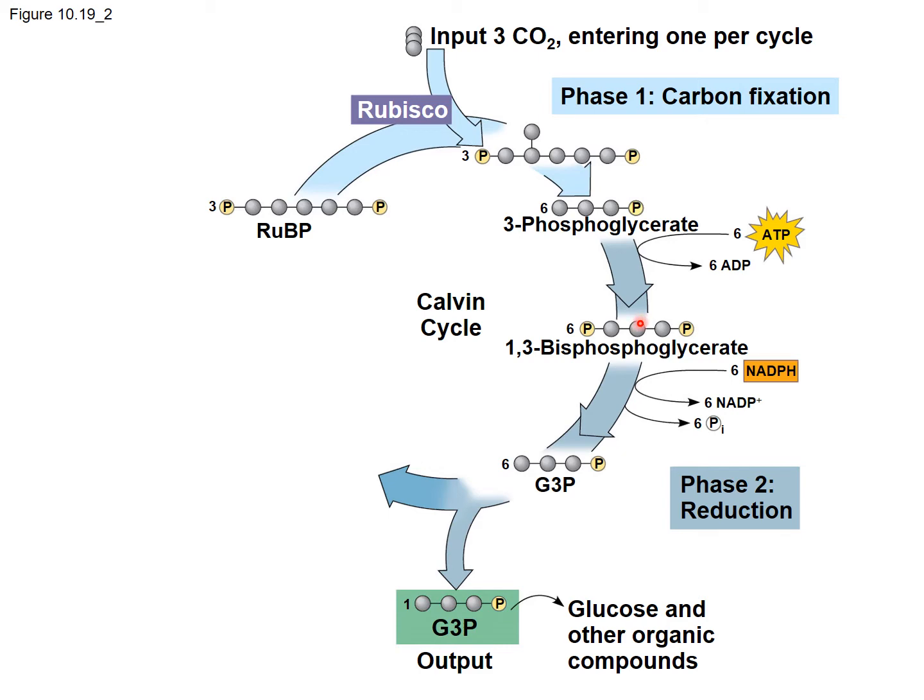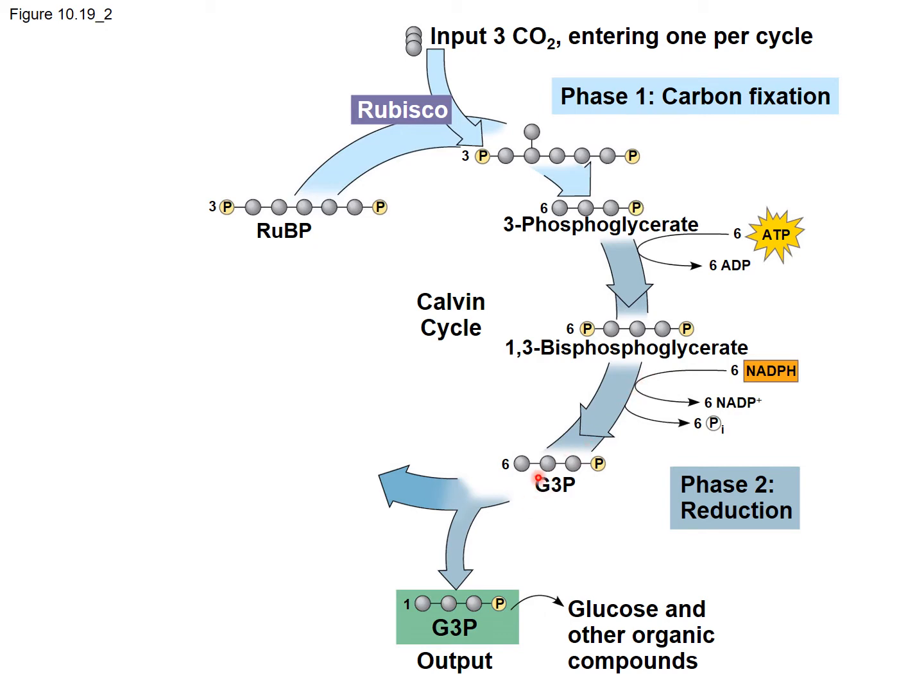Okay, so then this is going to be reduced. Okay, so this is the real reduction part. Okay, so the 1,3-bisphosphoglycerate is going to be reduced. And remember, oxidation and reduction occur together simultaneously, so they're coupled. So then if this is reduced, then something must be oxidized. And since we have 6 of these molecules, 6 NADPHs are going to be oxidized to NADP+, and then releasing 6 inorganic phosphates. This is going to result in 6 G3Ps.